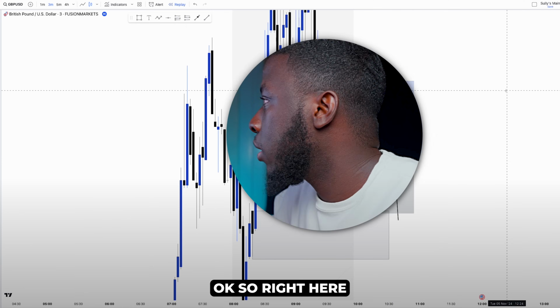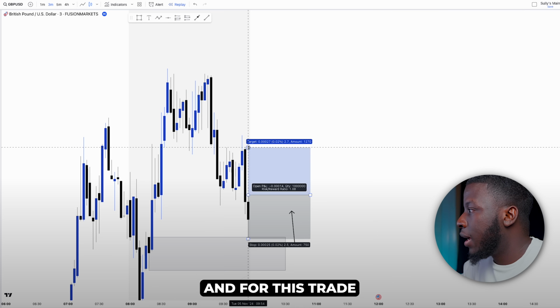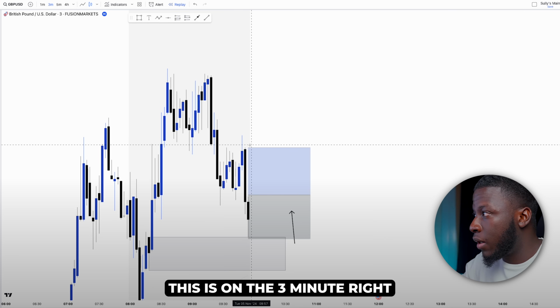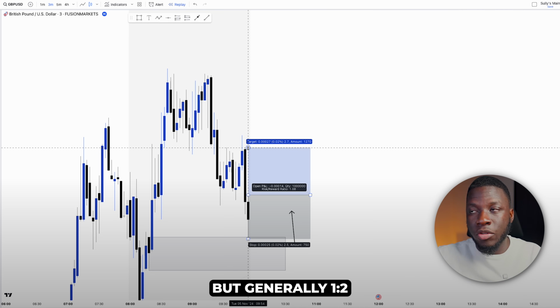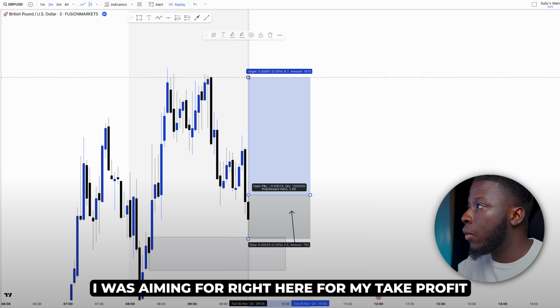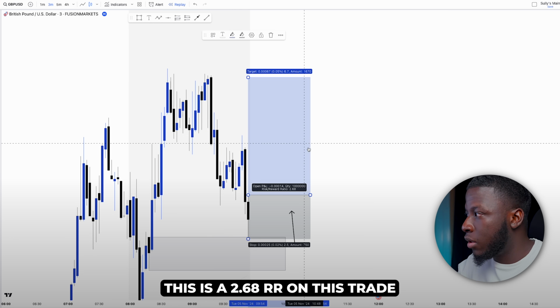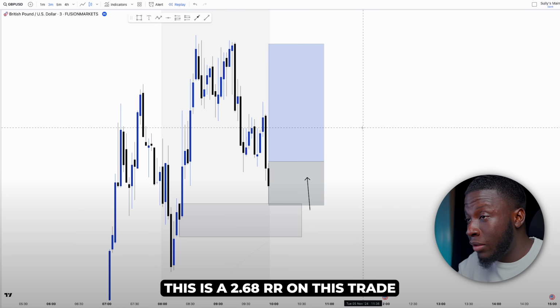Okay, so right here 1% basically is what I'm risking, and for this trade, this is on the 3 minute, right? So I can go for 1 or 2Rs, except if there are other things that get in the way, but generally 1 or 2Rs. For this trade though, I was aiming for right here for my take profit. This is a 2.68 RR on this trade.